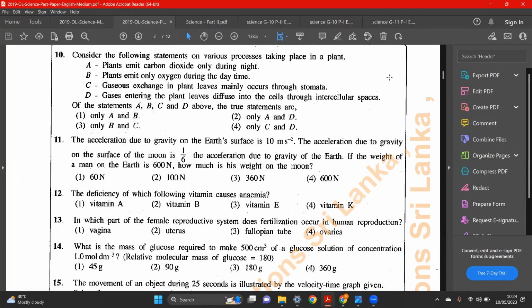Then when we look at option B, plants emit only oxygen during the daytime. Again, remember, during the daytime, you will have both respiration and photosynthesis happening. So they will give out oxygen due to photosynthesis, but that's not the only thing they give out. They will do respiration and they will give out carbon dioxide as well. So again, because of the word only, option B is wrong.